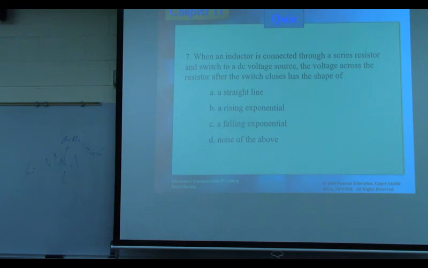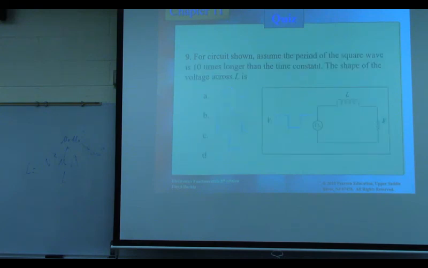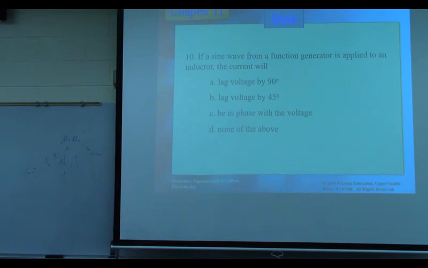It's connected in series to DC. Okay, so we don't discuss this. Time constant equals L over R again. We don't discuss this. Square wave. Okay, we don't discuss this. Okay, that's it.